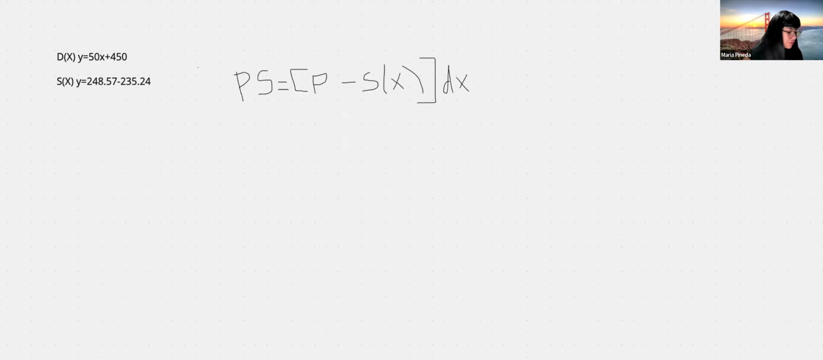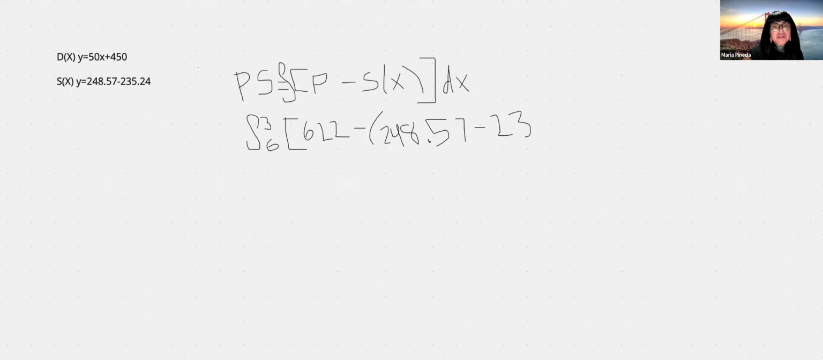Yeah, I missed the integral. So this is how you write the producer surplus equation. The way we're going to rewrite this is the integral from 0 to 3 of 622 minus 248.57x minus 235.24.